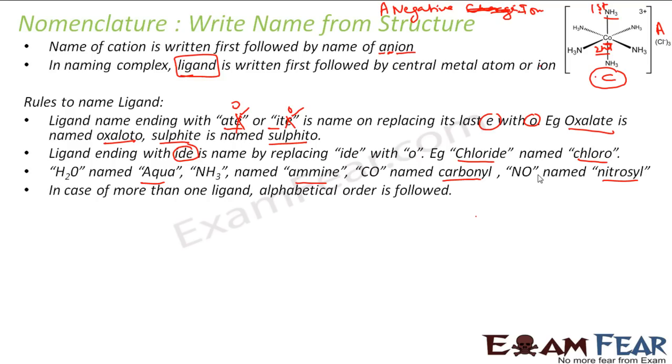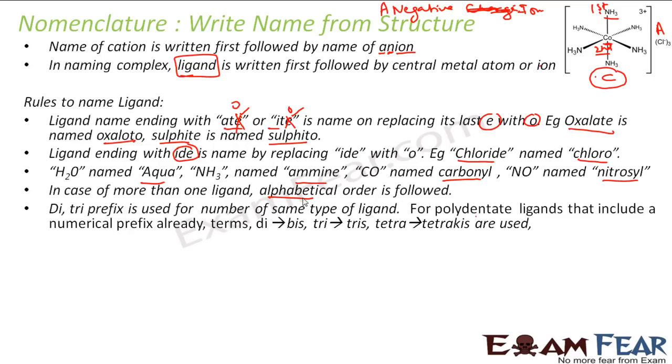In case you have more than one ligand, for example a heteroleptic complex, then alphabetical order is followed. If you have multiple ligands, for example we have 6 ligands, then di, tri, hexa, those prefixes are used. You see here di, tri, hexa, those prefixes are used. But when you talk about the alphabetical order, you talk about the alphabetical order of the names of the ligands, excluding that di, tri part. It's the same concept which we use in the nomenclature of organic compounds. And for the polydentate ligands, for example EDTA, those kinds of polydentate ligands are handled differently. For example, this one is a polydentate ligand.